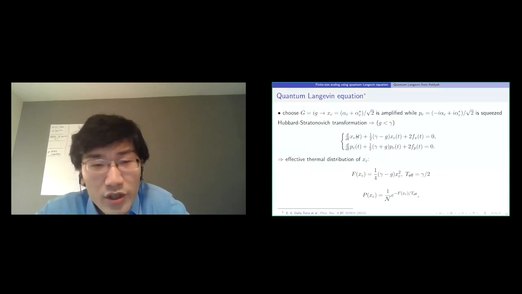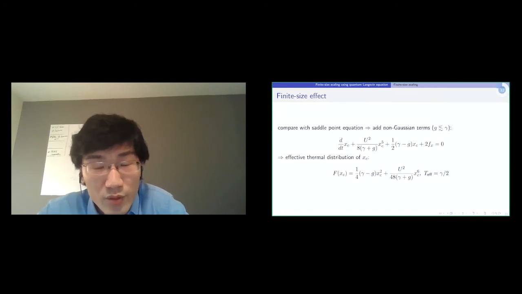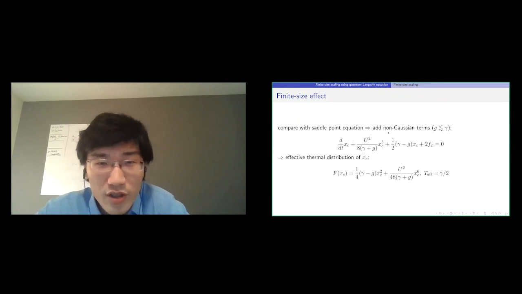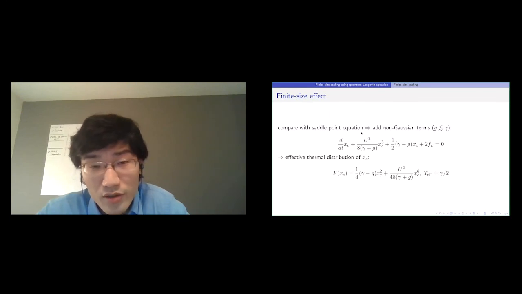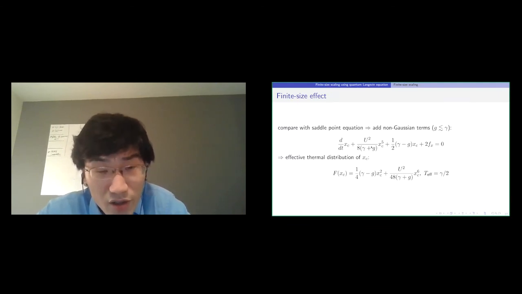So here it's still a theory without the nonlinear part, because in the thermodynamic limit it doesn't matter. But if we want to study the finite size effect, we can add the non-Gaussian term. I will not go into the detail. It's basically a comparison with the saddle point solution and a process of getting rid of some irrelevant terms. Then you can get another Langevin equation. Now this Langevin equation has a new term. This term is not quadratic. It's x to the power of 5. You can see that this is proportional to u squared.